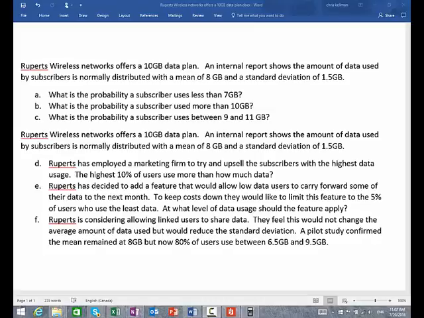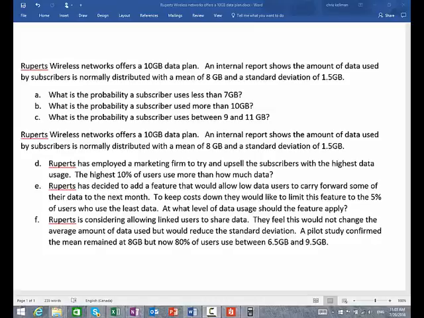So, Rupert's Wireless Networks offers a 10 gigabyte data plan. An internal report shows that the amount of data used by subscribers is normally distributed with a mean of 8 gigabytes and a standard deviation of 1.5 gigabytes. In questions, I'm not above throwing in some extra numbers that you don't need. The 10 gigabyte plan isn't really important to the question.